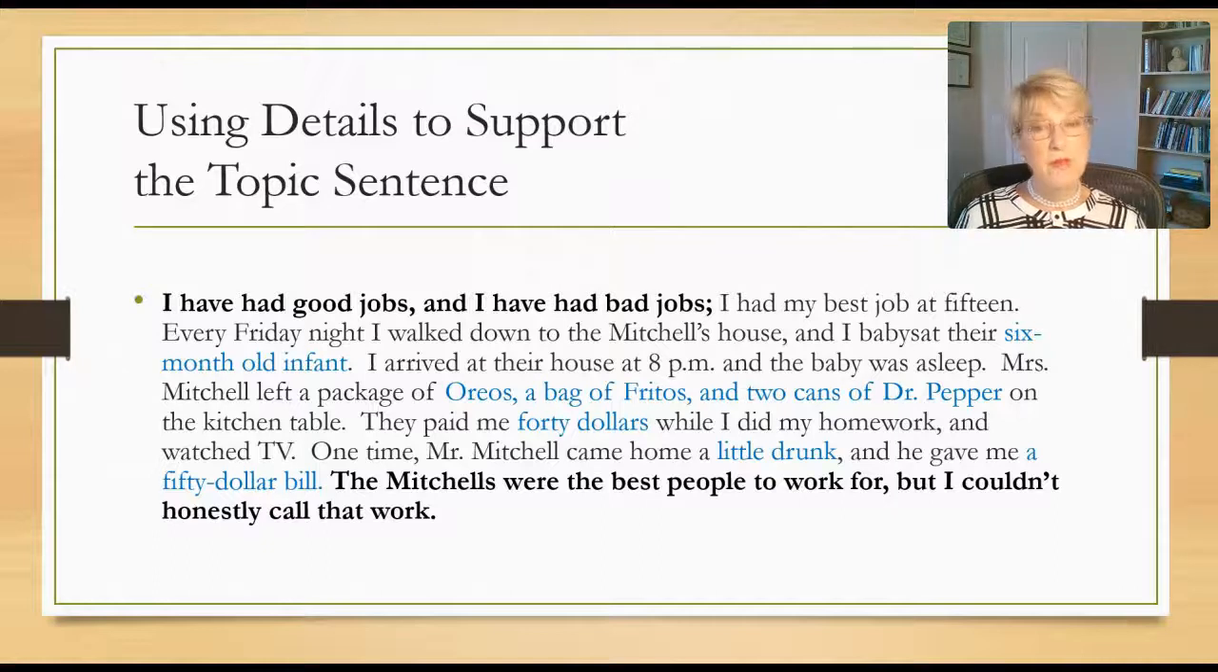Okay, let's examine the components. We have a topic sentence, and then we have all of these details. I didn't highlight all of them, but I highlighted some of them. And then we have a little transitional phrase, and then we have the concluding sentence. Now, if I were to continue this, I would probably write about either another good job, or I would write about some of the bad jobs that I've had. We've all had those bad jobs. But this indicates that I've finished my discussion about the Mitchells and that job, and I'm going to move on to another topic.